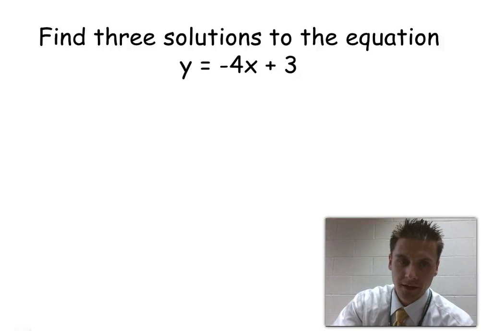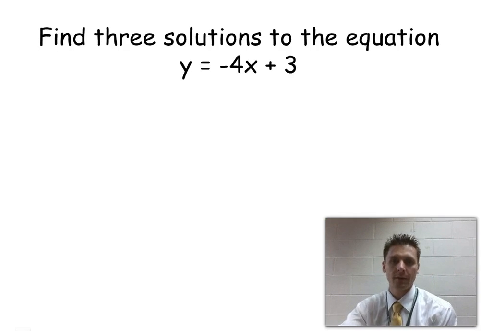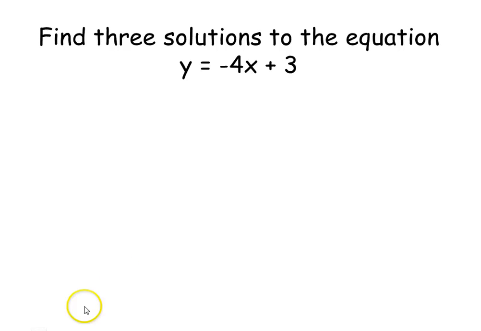Welcome everybody back again to another skill we'll be working on today, which will be finding points that satisfy an equation. So we'll be given an equation and we have to find points that satisfy the given equation. And we are given the equation today, y equals negative 4x plus 3. And we want to find three solutions to the equation, meaning we want to find an x and a y, actual numbers that when we plug them in, will make this sentence a true sentence. We'll get something that equals something else and it makes sense.